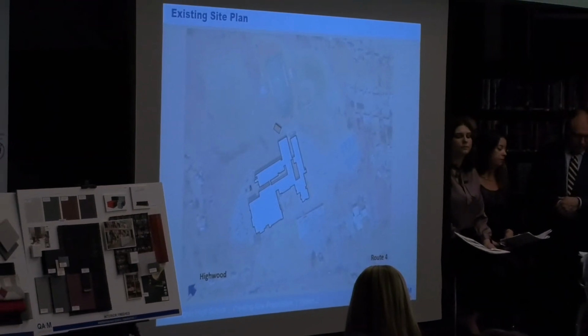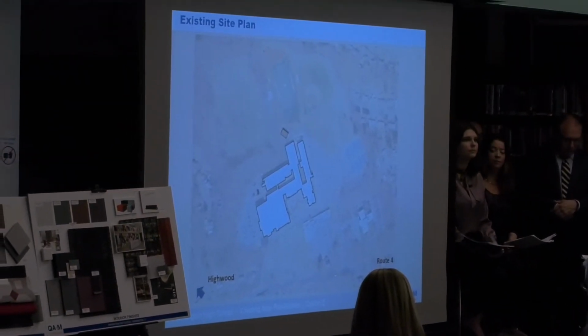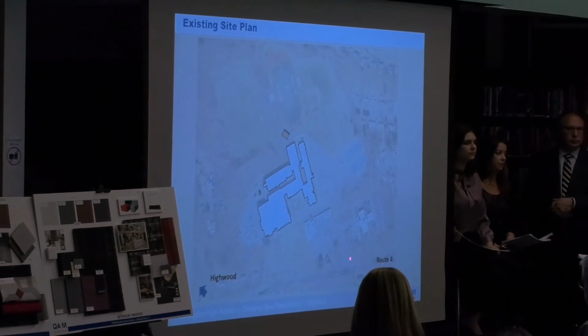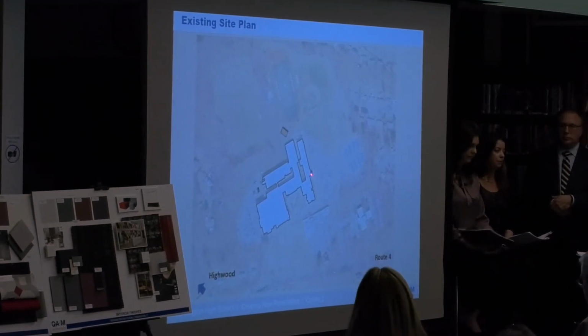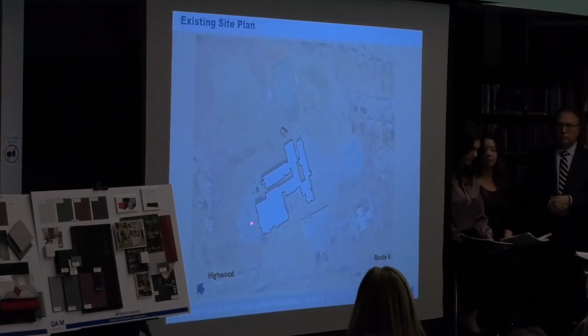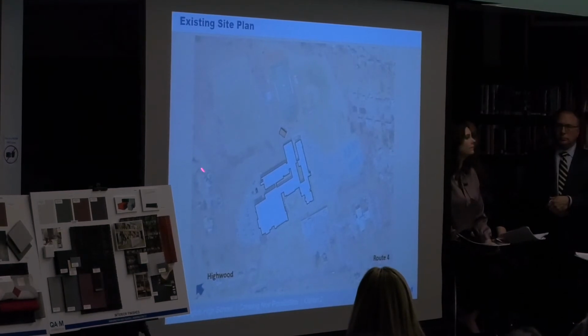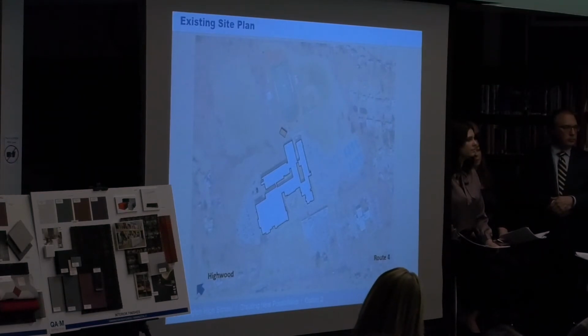So just to orient everybody, you've got Route 4, Monteith Drive. So there's the parent drop-off right there. The buses are in the back, and here's Highwood. Just a big picture of the sprawling school that we call Farmington High School.